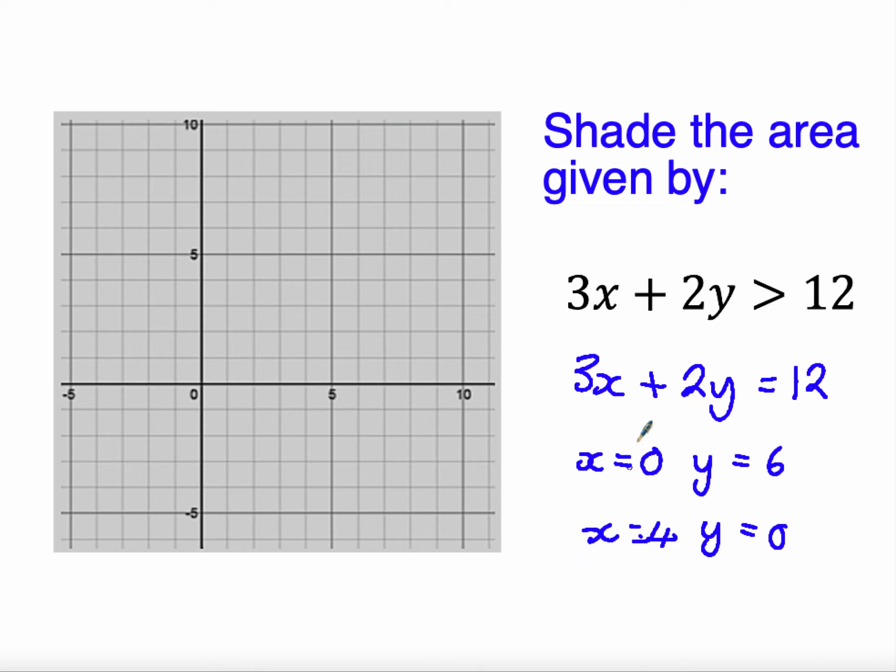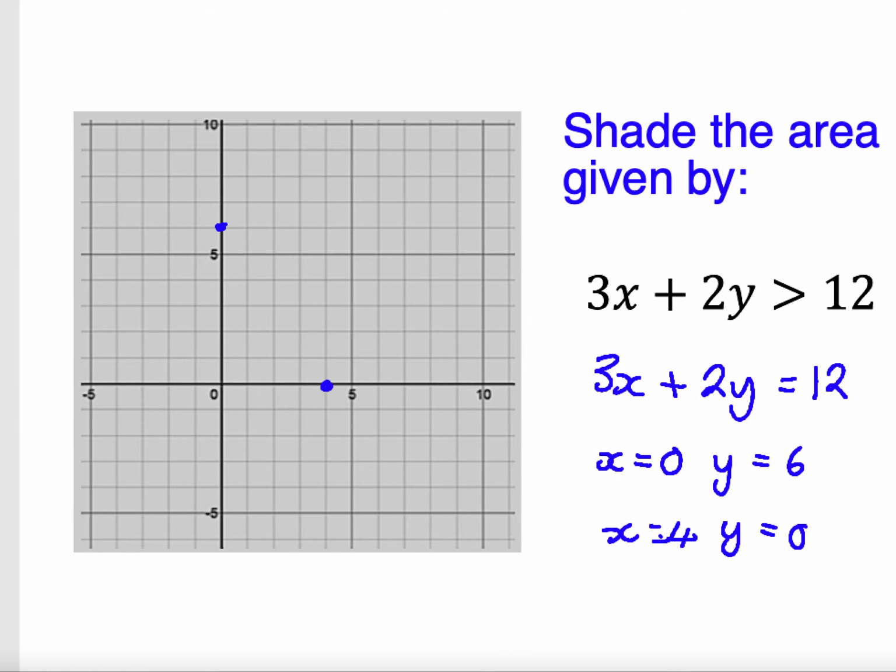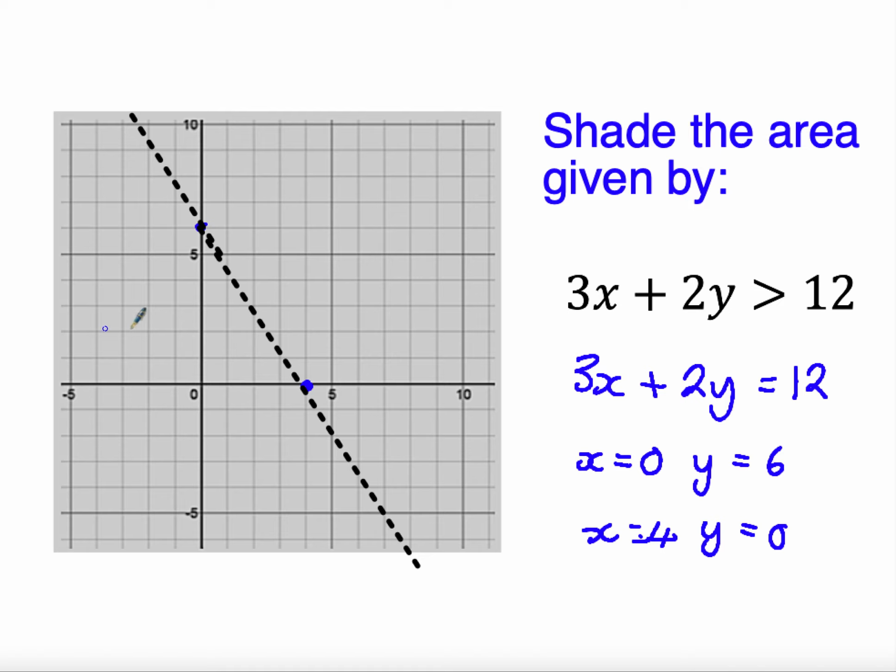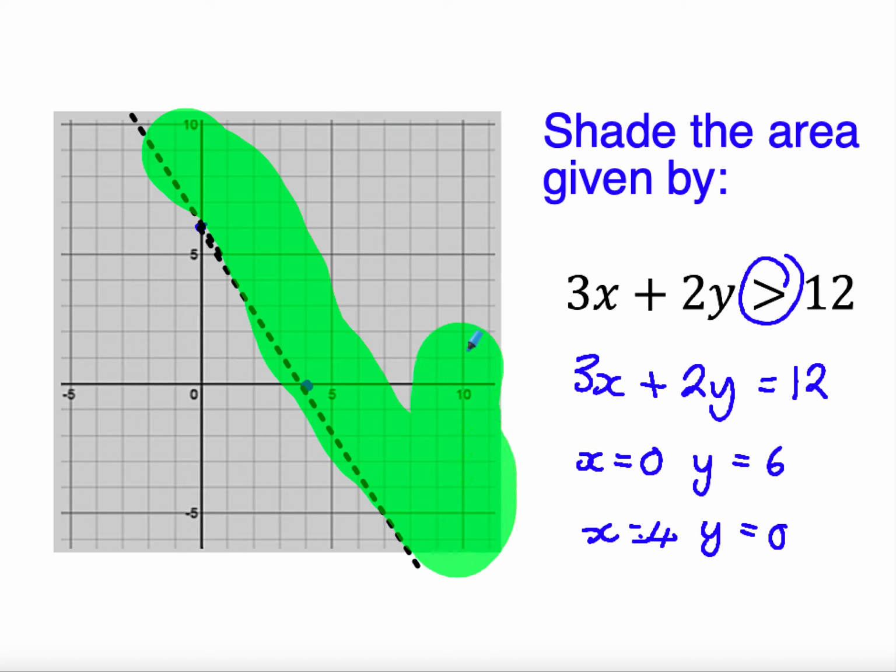And I actually only need those 2 points to plot the line, right? If x equals 0, y is 6. And if x equals 4, y is 0. And that's enough. I don't need any more than those 2 points. And that's one of those questions that is a lot easier by that approach than it is to rearrange that into the form y equals mx plus c. Now return to the inequality. I want greater than 12, so I want above the line. So that's everything to the right hand side here.